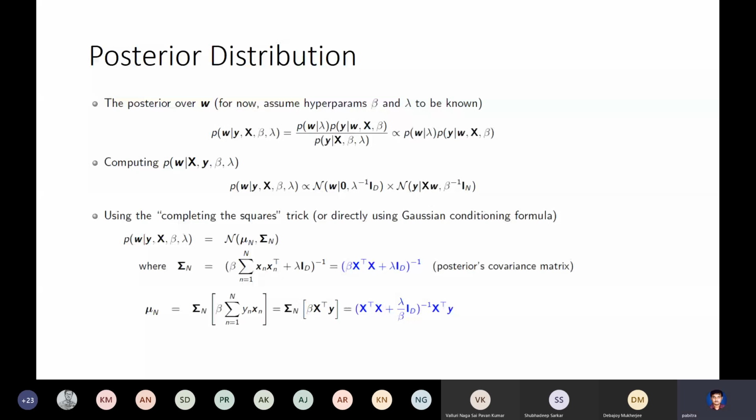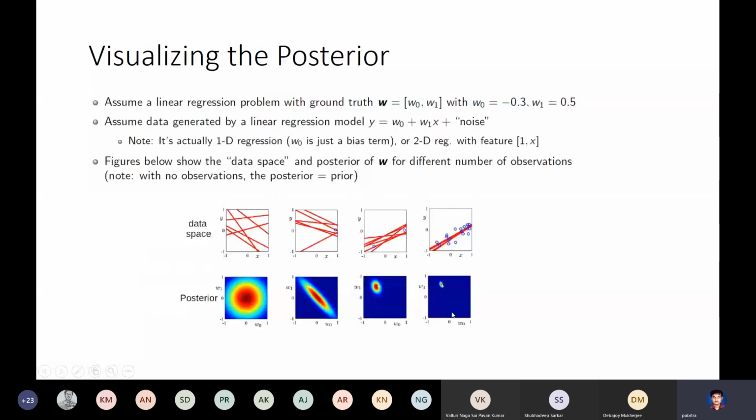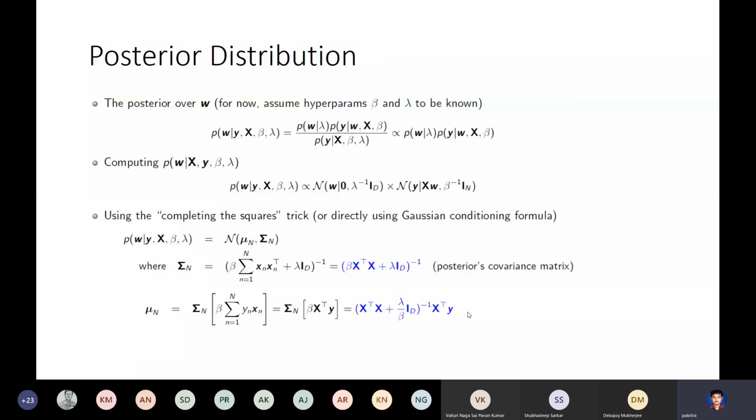Okay, and now I'll explain. Actually, the visualization will help explain it. This is an important thing. There is a duality: you have the x space and you have the w space. We are transferring the x space to the w space. Similarly, this is the expression for mu n: x transpose x plus lambda by beta times the identity matrix, inverse, times x transpose y. Keep this in mind, or rather we will get back to it, but let us look at the visualization.